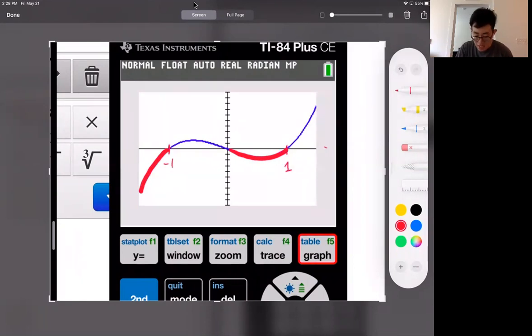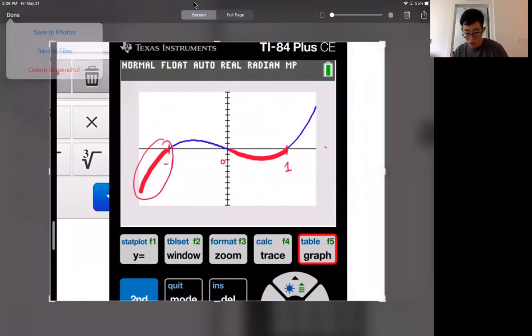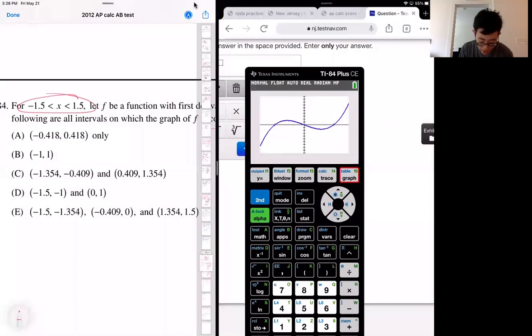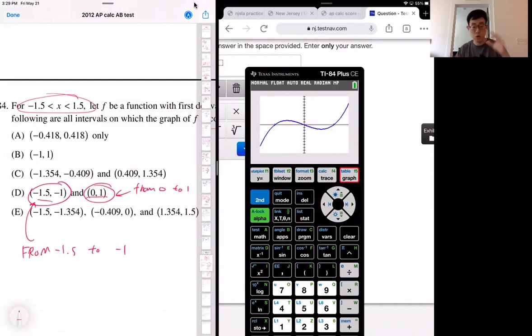So what you want to say then is any part that's at -1 or less, and any part that's between 0 and 1, is fair game for saying it's going to be concave down. So the answer for this one will be from -1.5 to -1 and from 0 to 1. These are not points, guys, by the way. These are like boundaries. This is saying from -1.5 to -1, and this is saying from 0 to 1. That is what those parentheses are indicating. These are not coordinates, by the way. So it's D.